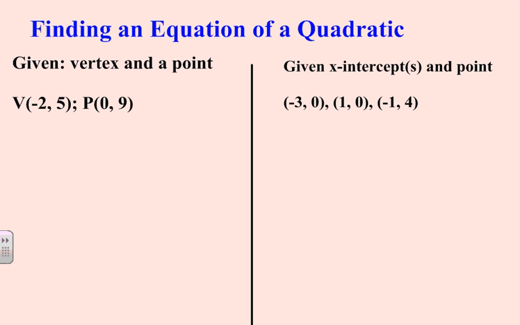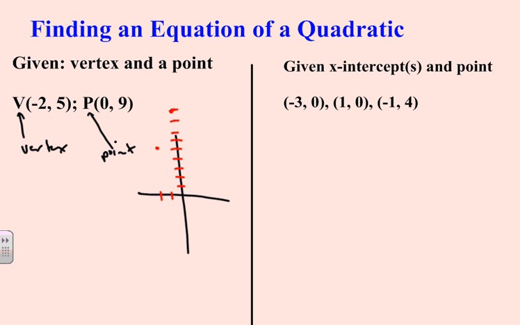For example, if you were given a graph of a quadratic function, and they give you the vertex and another point on this graph, then to sketch this graph we would have a vertex located at (-2, 5), and we would plot this point. We would go down to 0, 9, and plot this point right here. The graph is going to look something like this.